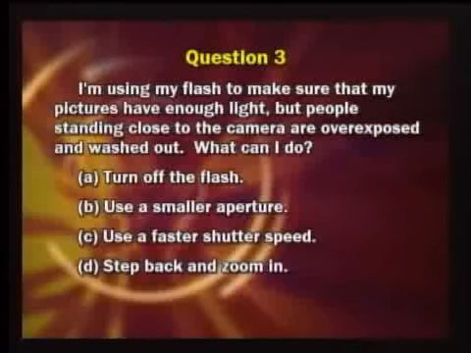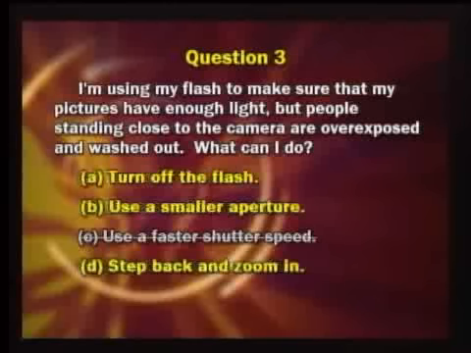Okay. All right. Well, the answers here might surprise you a little bit. It's all of them except C. Turning off the flash would reduce the amount of light that's being thrown onto your subject, so you wouldn't have the overexposed problem with them there. Using a smaller aperture, because it's smaller, lets less light into the camera.